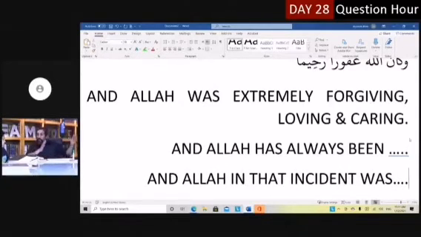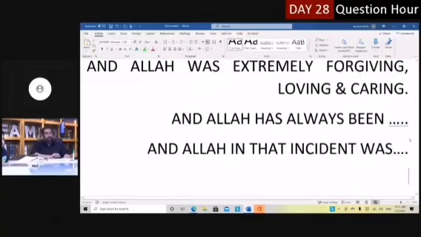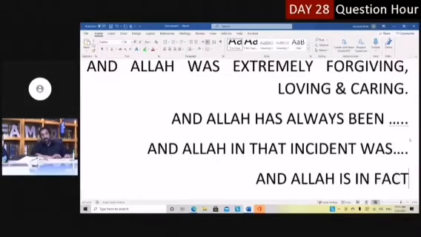Meaning, this is at the end of an ayah. Allah talked about some incident, and in that time, in that moment, you saw that Allah was this and this and this. It can also mean, and Allah is in fact. Because kana is from kaun, and kaun is to exist or to be. And Allah is in fact, and I'm translating it with is, even though it's a past tense, because that's how it was understood also. Allah is in fact forgiving.